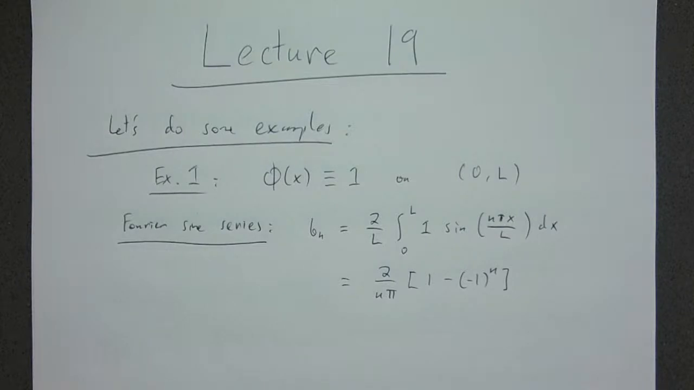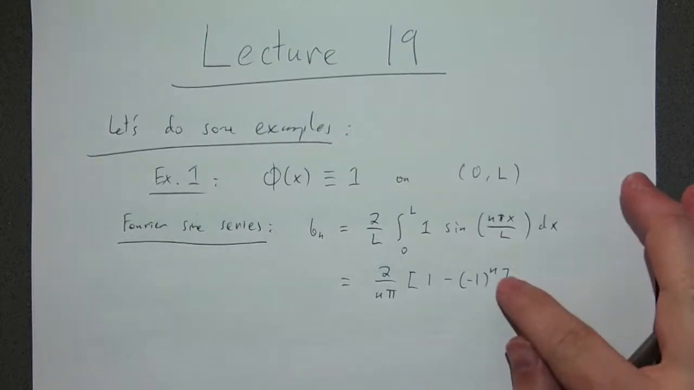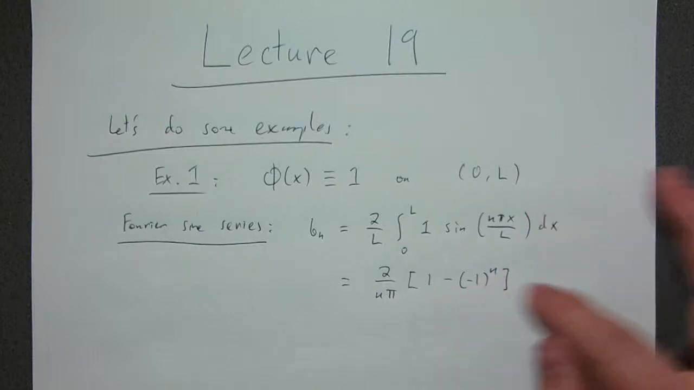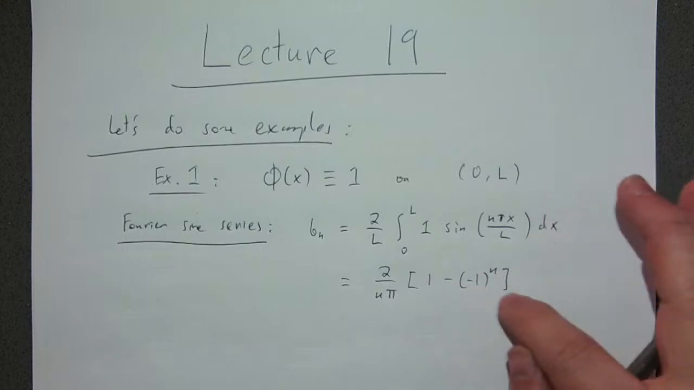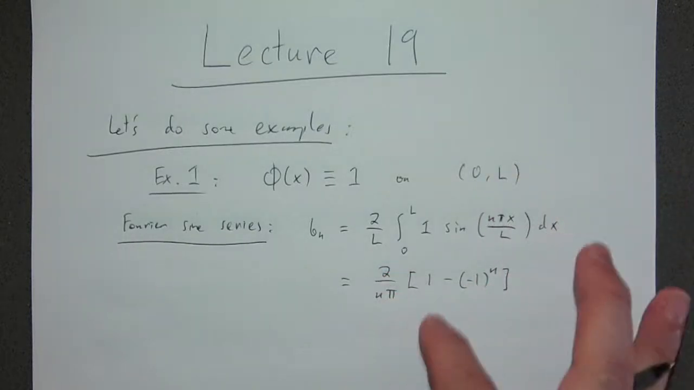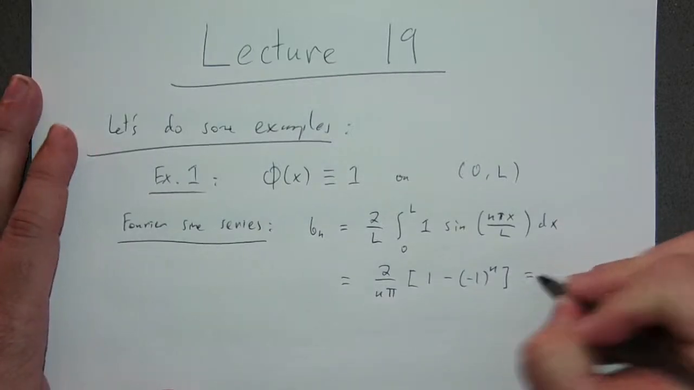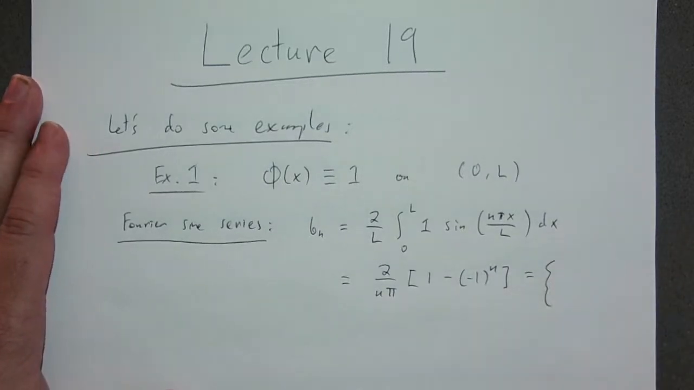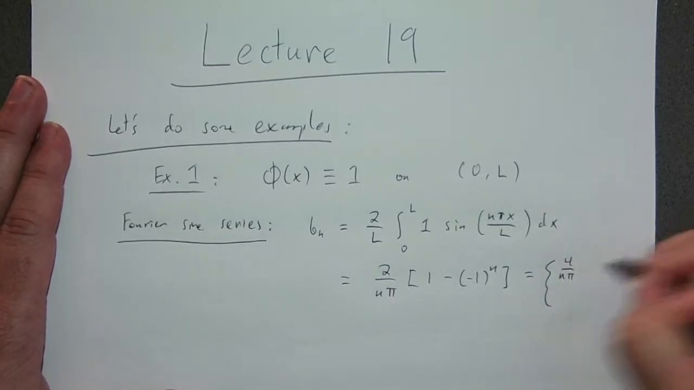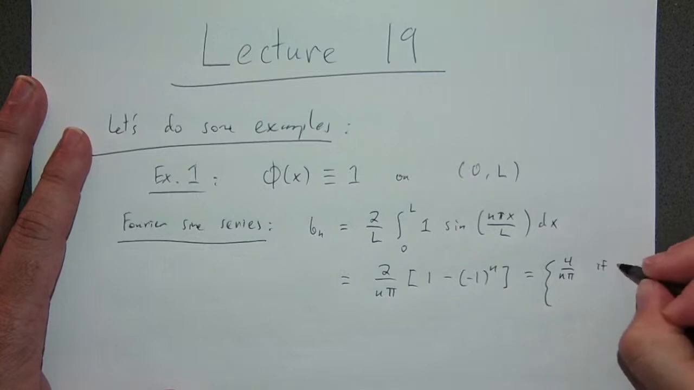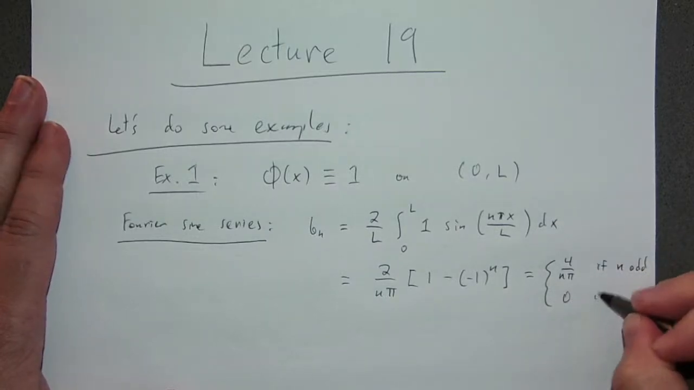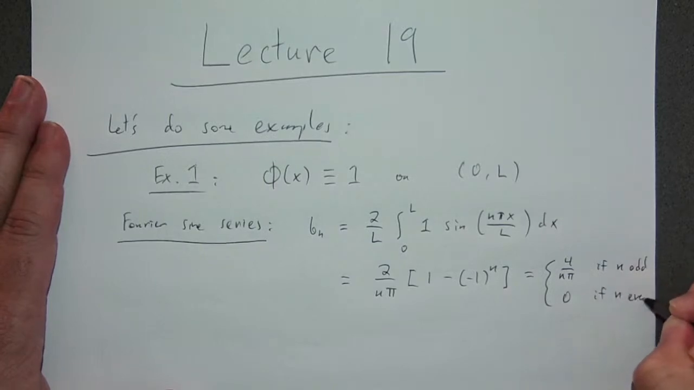When n is even, minus 1 to the n is 1, so it's 1 minus 1, which is 0. When n is odd, it's 1 minus minus 1, so it's 2 times 2 over n pi, which is 4 over n pi. And so I get coefficients 4 over n pi if n is odd, and 0 if n is even.